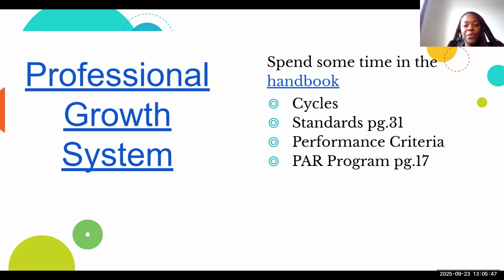Also, there is a page 17, it talks about the peer assistance review program in the event you are ever entered into that program. It is a program that is meant to assist you and help you to continue to grow your craft and do what's in the best interest of students.